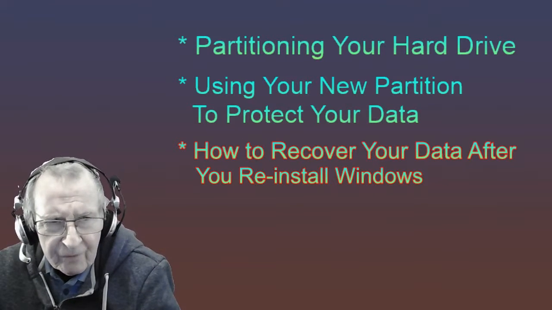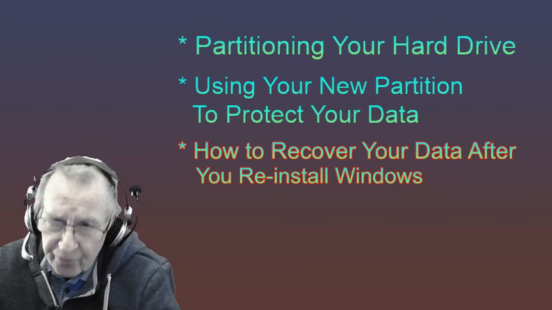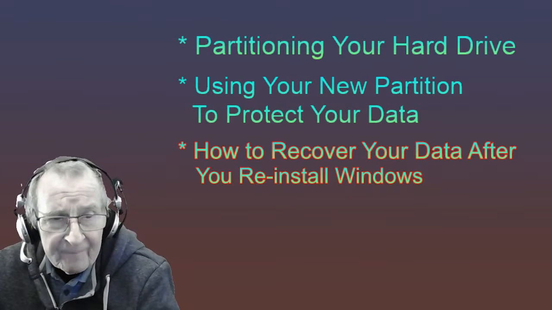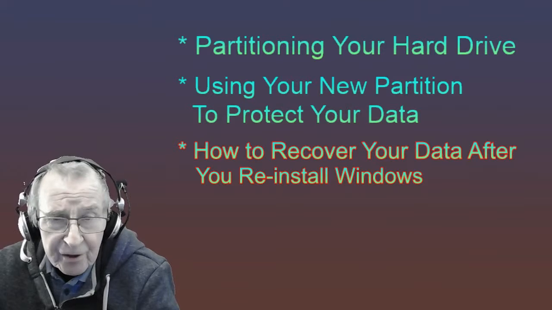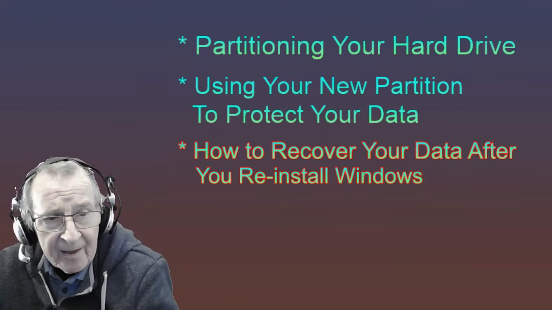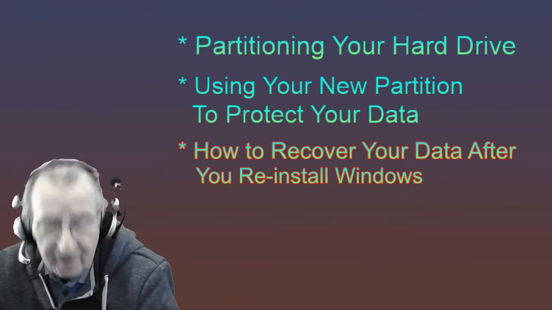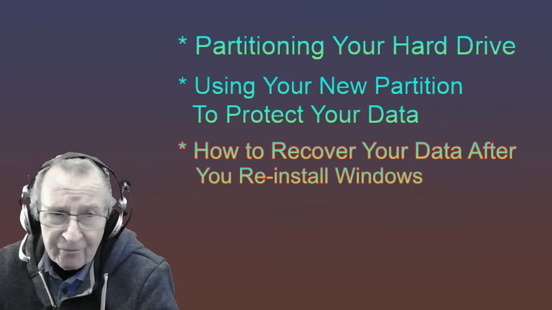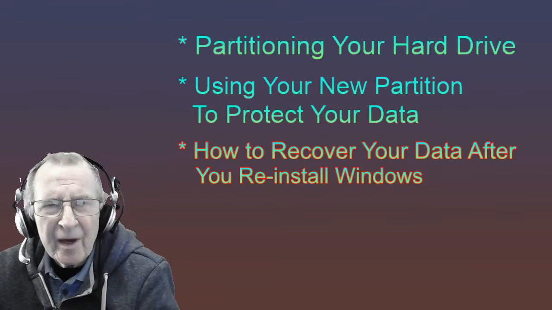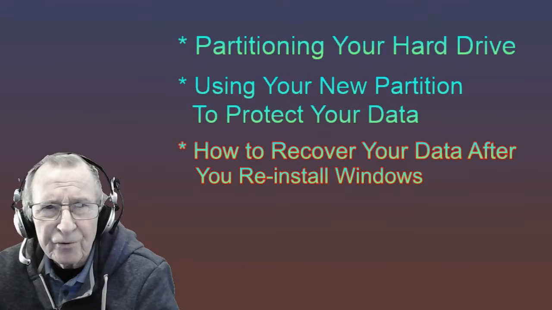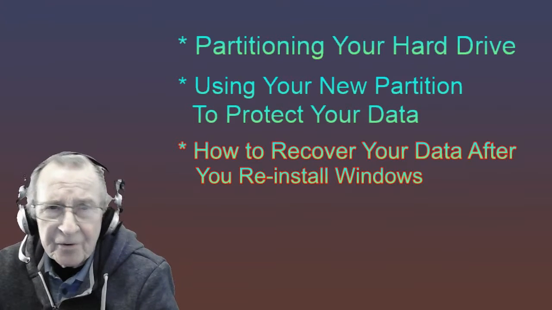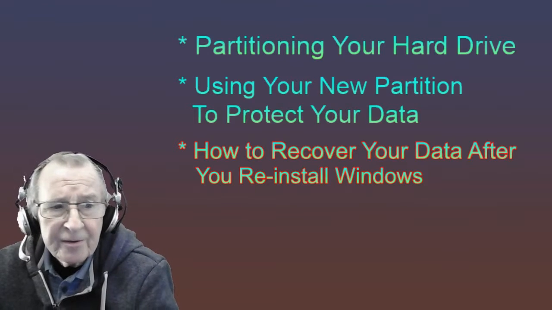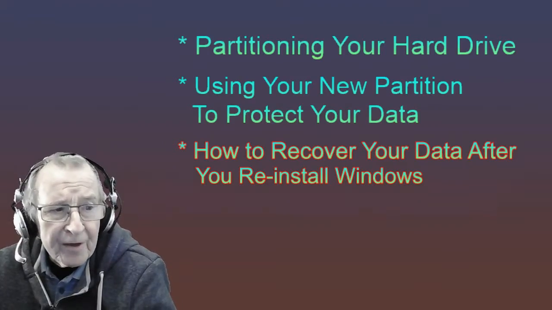Okay, in the previous two videos I've shown you how to create a new partition on your hard drive, and the second video detailed how to move your data and some software in place to keep your app data up to date. So that's all in place now on a separate partition, and now we're going to go into how to recover it once you've had to reinstall Windows. So let's get right on and go along with it now.